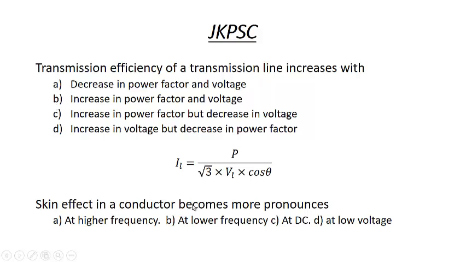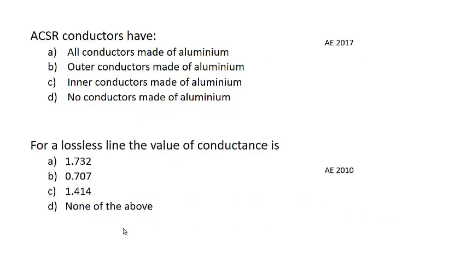Skin effect of a conductor becomes more pronounced at higher frequency, lower frequency, DC, low voltage, definitely at higher frequency. You can see in case of JKPSC or JKSSB, the questions are slightly easier as compared to GATE and engineering service exams. They are very easy as compared to them, and the numerical portion is very less, or even if there is some numerical, they are simple numericals.